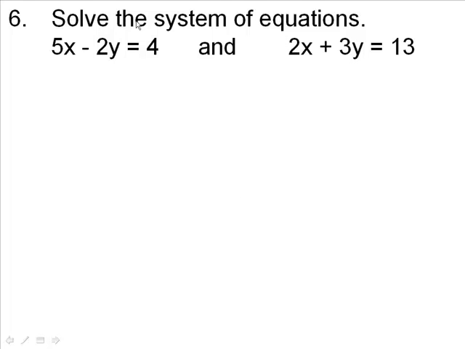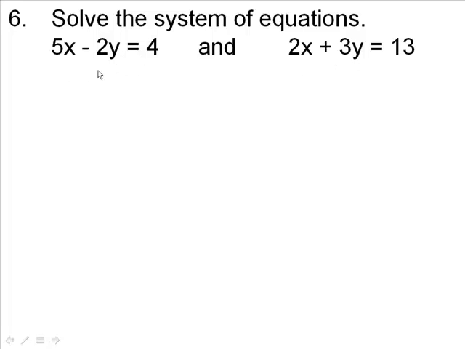Number 6, solve the system of equations 5x minus 2y equals 4 and 2x plus 3y equals 13. Alright, I have two separate equations here, two lines. We want to know where the lines intersect. So we want to know a point where they intersect, right?